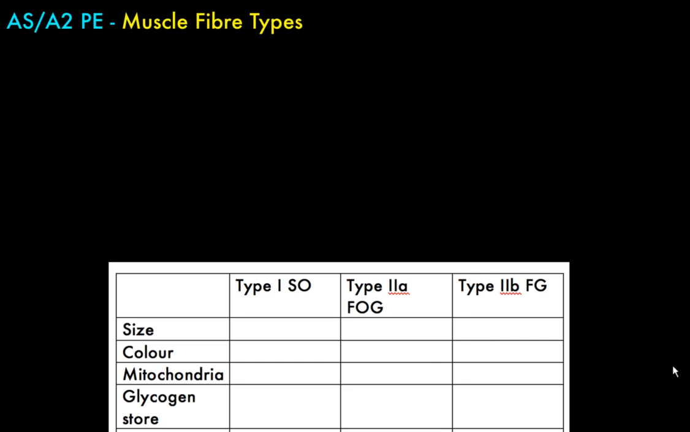We're going to get into what is often cited as a really big topic in PE. We're going to look at the different types of muscle fibers, and I kind of want to dispel a myth really to begin with. The first thing I want to do is to draw in a very scratchy continuum.